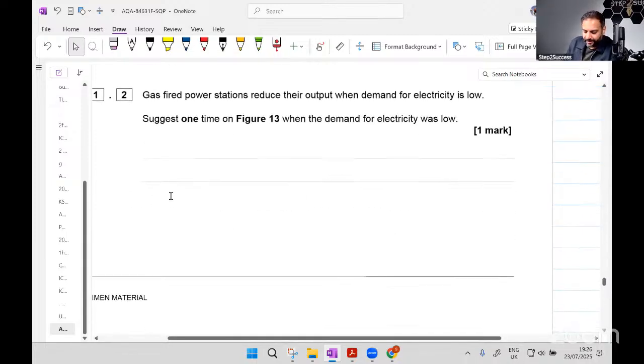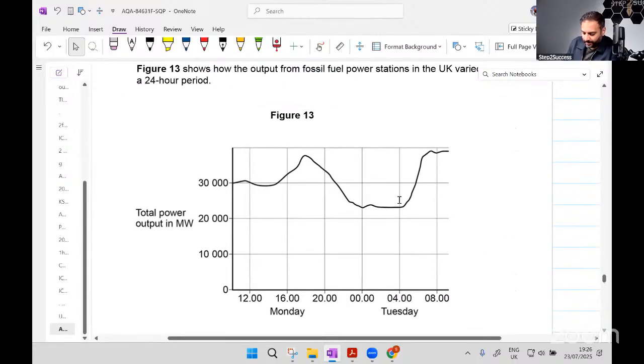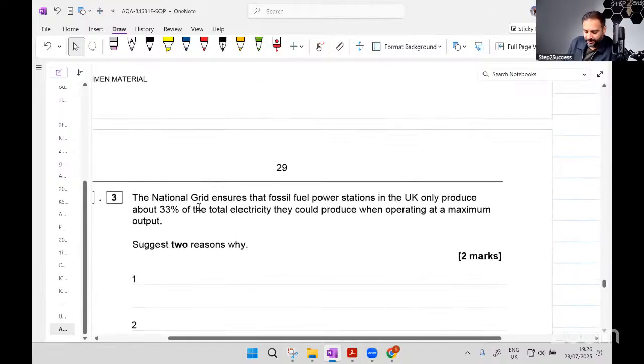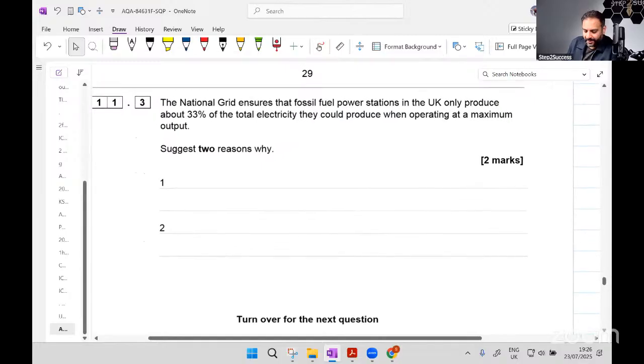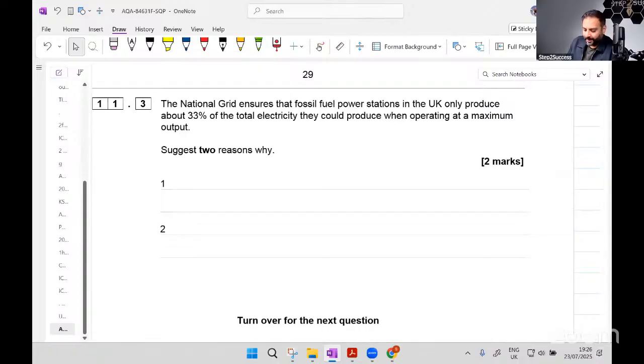Then, gas-fired power stations reduce their output when demand for electricity is low. Suggest one time when the demand for electricity was low. Well, anywhere here, right? Midnight. It was down here. The demand was low. That's it. Easy enough. And then the national grid ensures that fossil fuel power stations in the UK only produce about 33% of the total electricity they could produce when operating at a maximum output. So that's two reasons why.